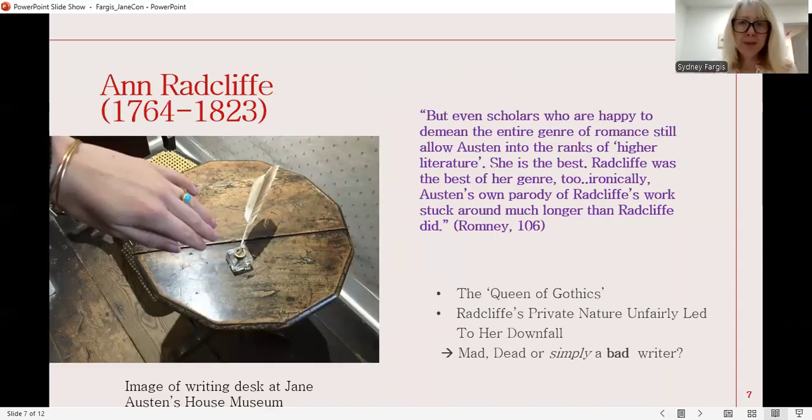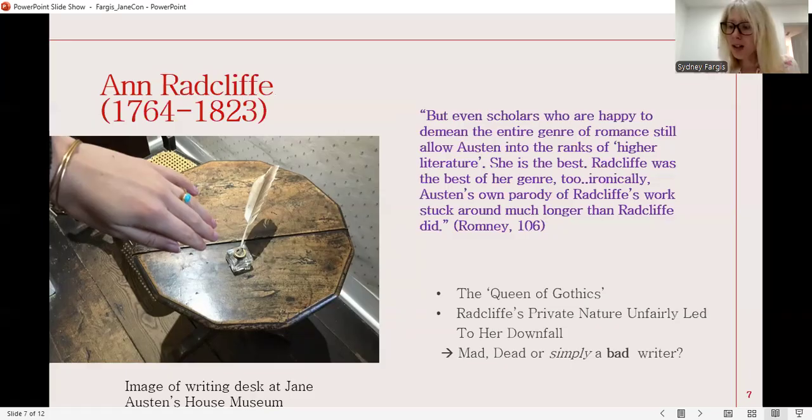Anne Radcliffe. So Anne Radcliffe was anything but the ideal woman, by the standards of the critics of her time, at any rate. And on pages 105 and 106 of Jane Austen's Bookshelf, Romney had this to say of Radcliffe and Austen. Radcliffe could not escape her own role in the rise of the Gothic.